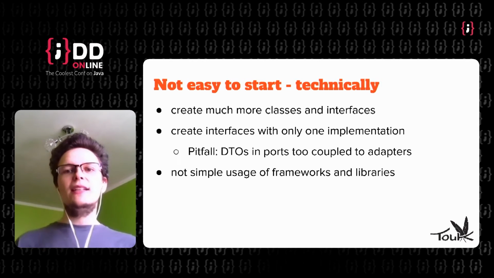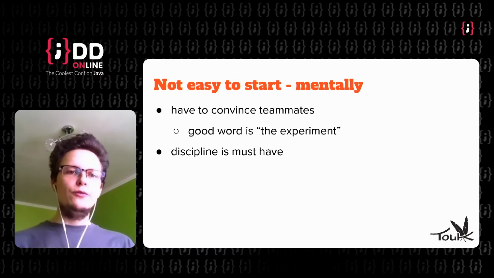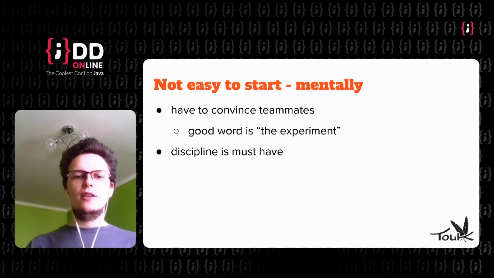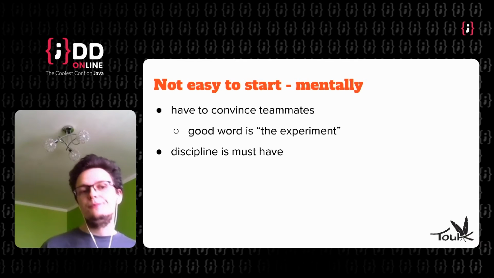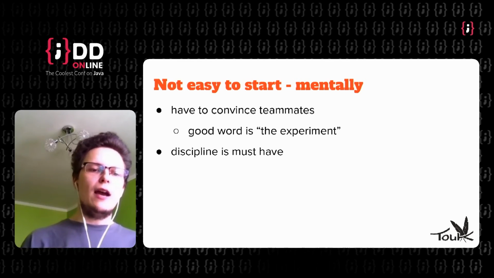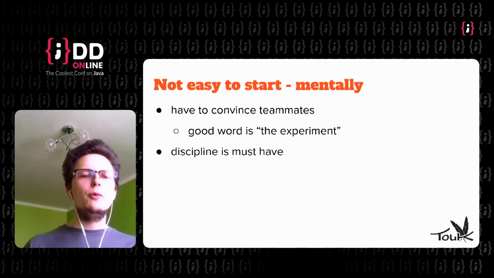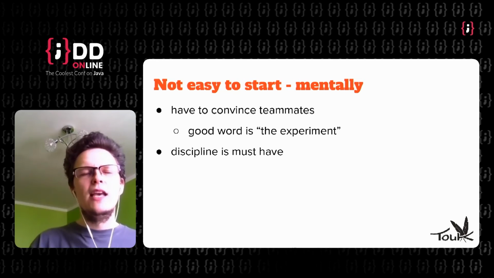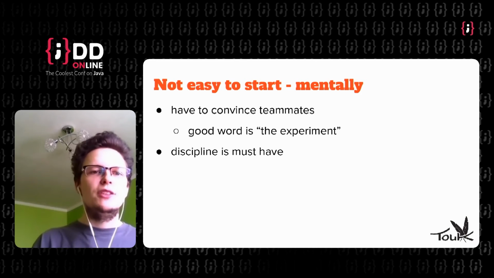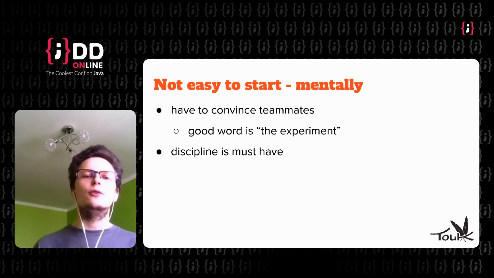And it brings us to another disadvantage. It's not easy to start mentally, because you have to convince your teammates to work in such architecture. A good word for that is experiment, because you can say, okay, we'll try this approach. If it works, then probably we stay with the architecture. If not, you have probably touched only a small part of your application or created a new microservice, and it will be easy to just switch to another approach. But in most cases, it will be something eye-opening for writing good architecture.